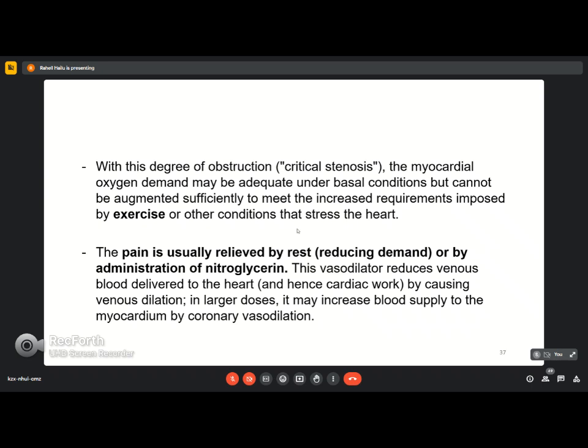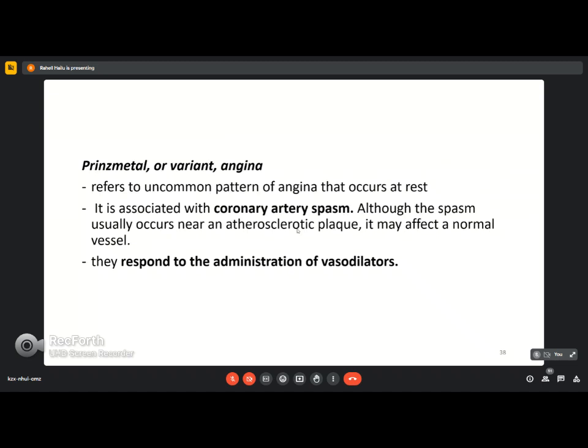So with the degree of obstruction, critical stenosis, the myocardial oxygen demand may be adequate under basal conditions, but it cannot be augmented under stress. So another typical manifestation of a stable angina is that it is precipitated by an increase in the demand. So the typical angina worsens with exercise and disappears at rest. It's usually relieved by rest, reduced demand, or by the administration of nitroglycerin.